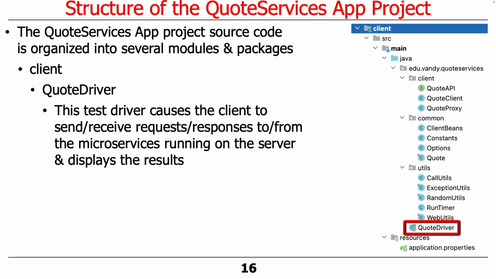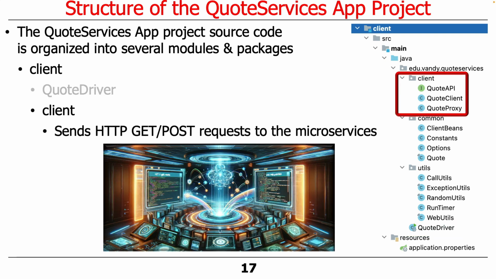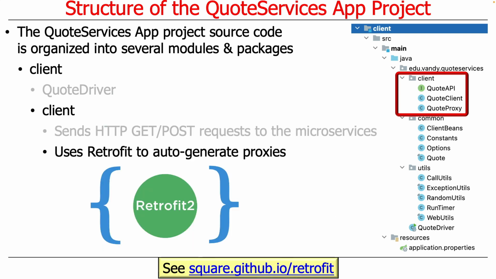And then finally, the client side, we have a test driver that's going to send and receive requests and responses to the different microservices via the API gateway. So they don't actually send it directly to the microservices, they send it to the API gateway, and then that will route to the microservices. So this is the part that does the get and post request proxy, which again just talks to the gateway. And in this particular example, we're going to use Retrofit to auto-generate the proxies.